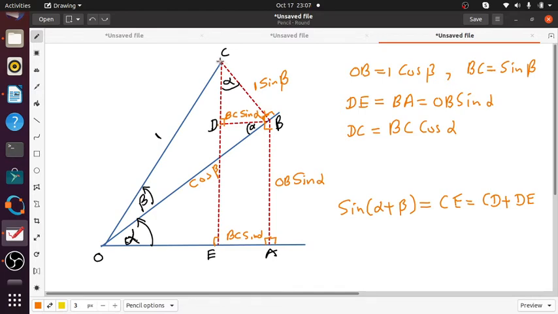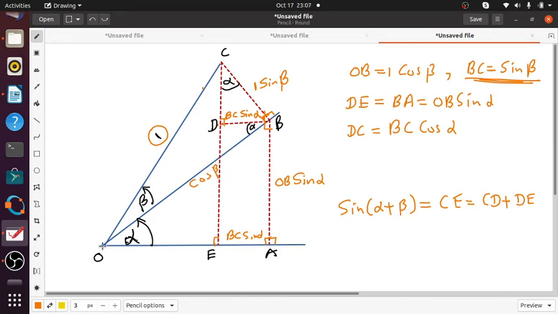Now, what is CD? First of all, using triangle OBC, I can find what BC is. BC length is OC sine beta. So what is OC? OC is one unit length. So BC becomes sine beta. See, I have written here BC becomes sine beta.